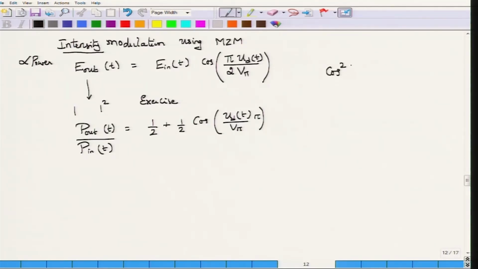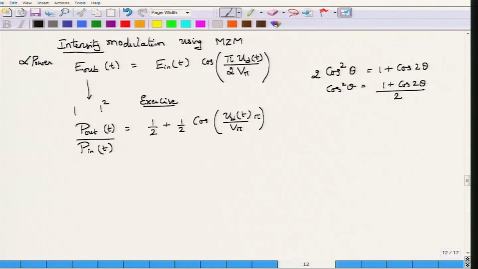So, I end up getting something like cos square theta, and I know that there is a trigonometric relationship which says that 2 cos square theta must be equal to 1 plus cos 2 theta. So, cos square theta can be expressed as 1 plus cos 2 theta divided by 2. That is where this half is coming from, and because the argument doubles up, the 2 in the denominator goes away, and this is the equation that you are going to get. Please verify that you are able to derive this particular equation.